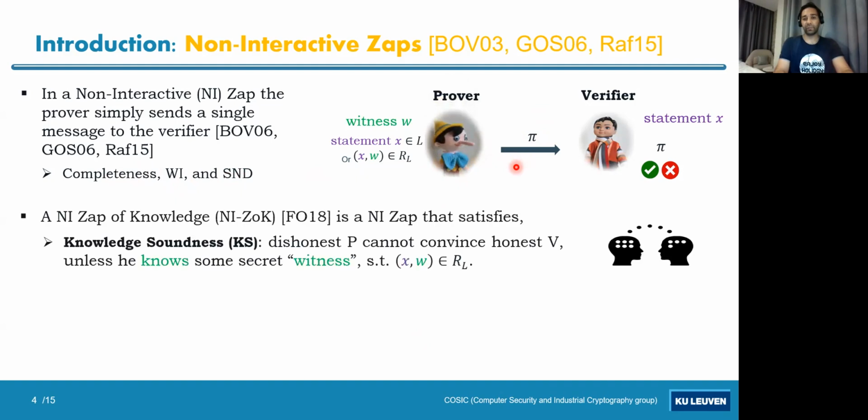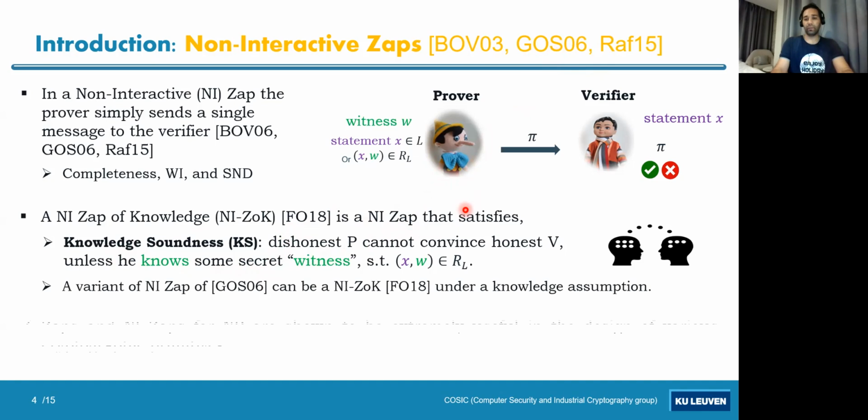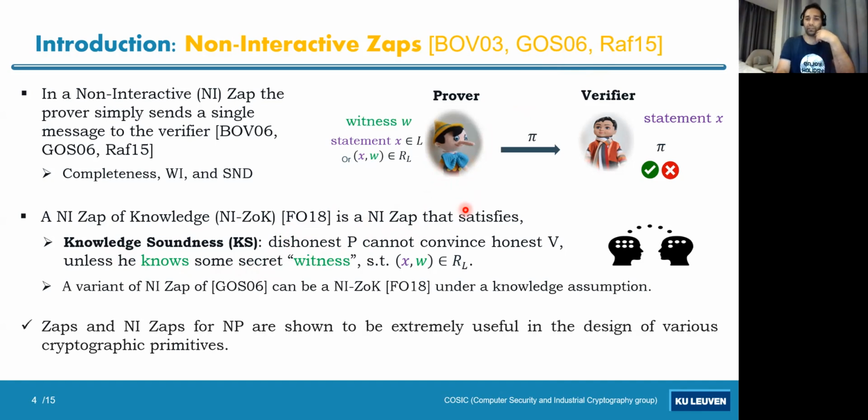In practice, sometimes we expect to achieve an even stronger notion than soundness, which is called knowledge soundness. Sometimes protocols want to achieve stronger security notions. For example, these proof systems are also called proofs of knowledge. For that reason, this sort of NIZK is also called a non-interactive Zap of knowledge. This was first presented by Fuchsbauer and Orrù in 2018, who showed that a variant of the Groth-Ostrovsky-Sahai non-interactive Zap can also satisfy this property. Non-interactive Zaps and non-interactive Zaps of knowledge are shown to be very useful in the design of various cryptographic protocols. And this paper is another example and application of them, as we will see.